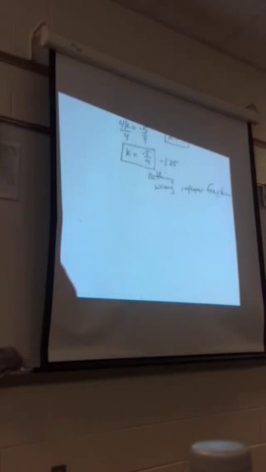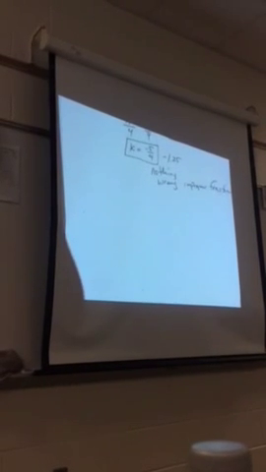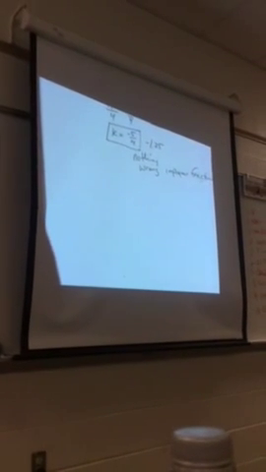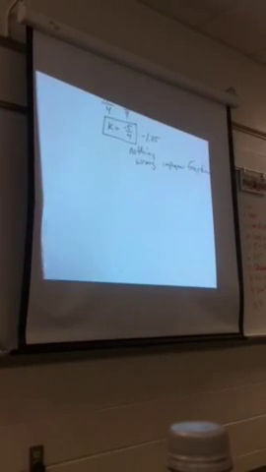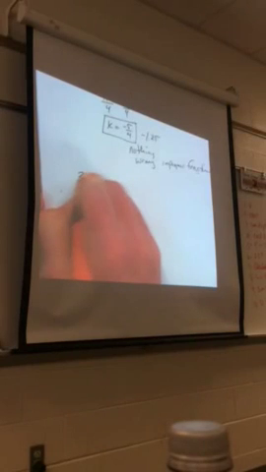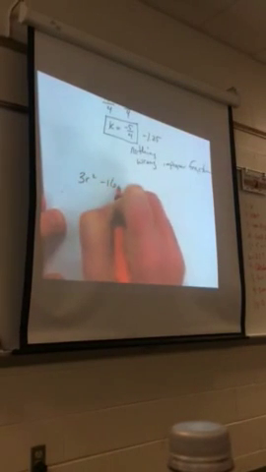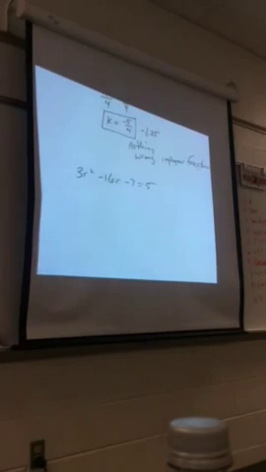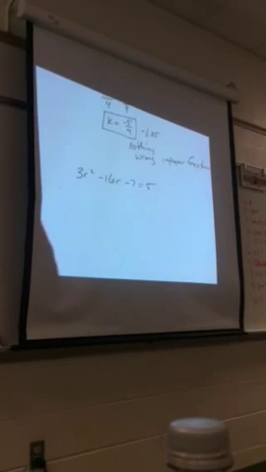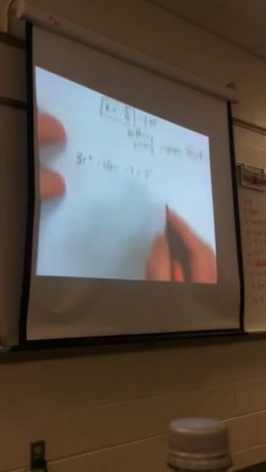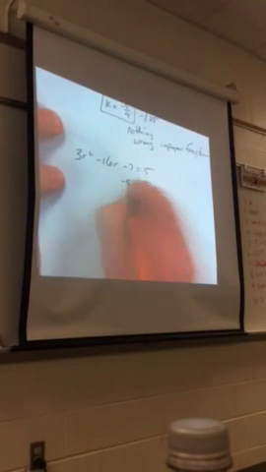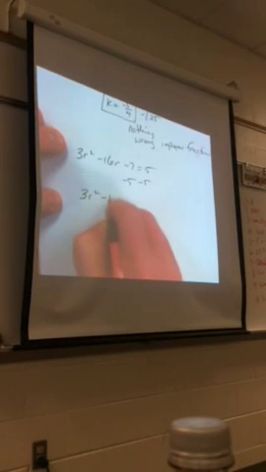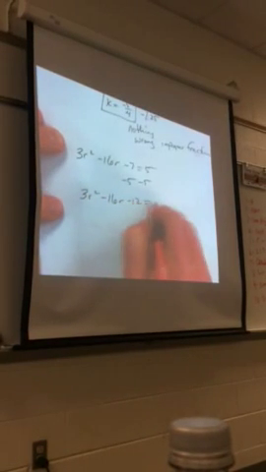Real quick, I want to go into one more. While we're here, let's take a look at number 15. So, 3r squared minus 16r minus 7 equals 5. First step, get everything on one side. Yes, ma'am? Yes, I need to subtract 5 from both sides. So that's exactly what I would do first. So I get 3r squared minus 16r minus 12 equals 0.